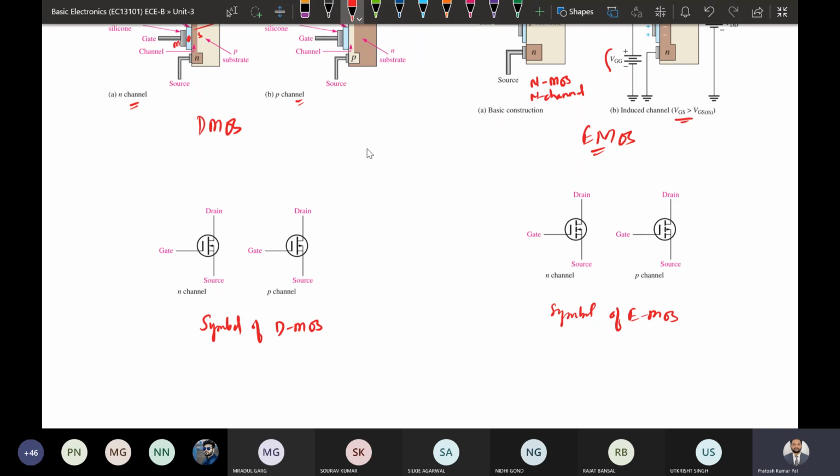The only difference is that there is a continuous line at the gate side, but in the enhancement type there will be a discrete line. This discrete line indicates it does not have a predefined channel. If it has a predefined channel, the line will be continuous. If the line is not continuous at the gate side, showing a discrete nature, that means there is no predefined channel. So this is the symbol of the enhancement type MOSFET.